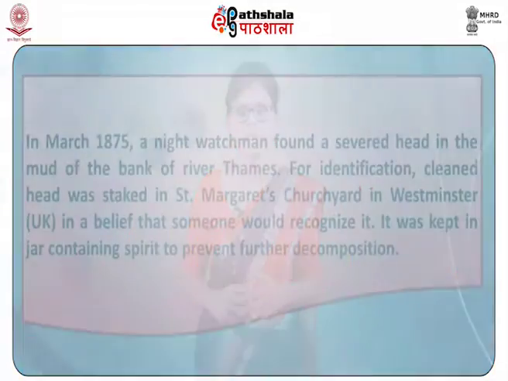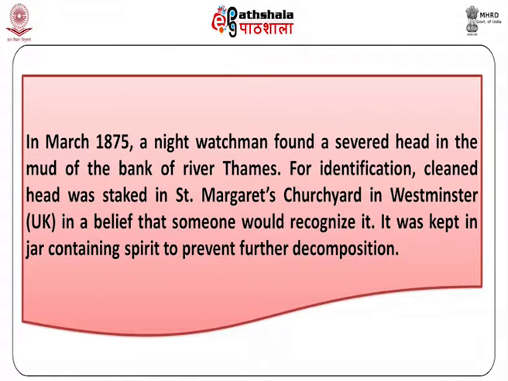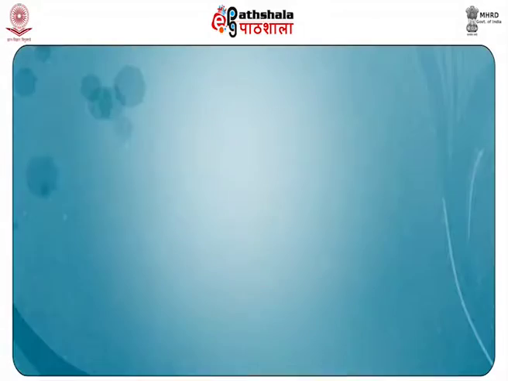Identification of an unknown corpse was a problematic task. In March 1875, a night watchman found a severed head in the mud of the bank of the River Thames. For identification, the cleaned head was displayed in St. Margaret Churchyard in Westminster in the belief that someone would recognize it. It was kept in a jar containing spirit to prevent further decomposition.